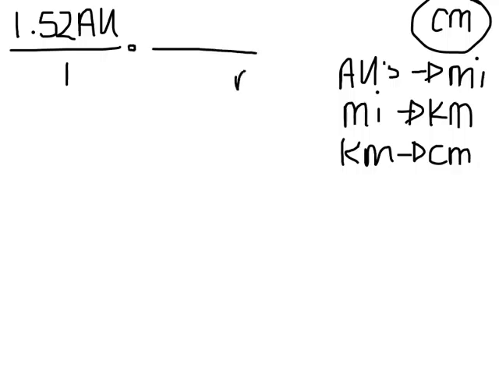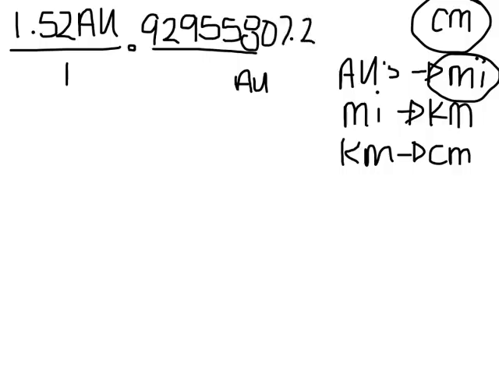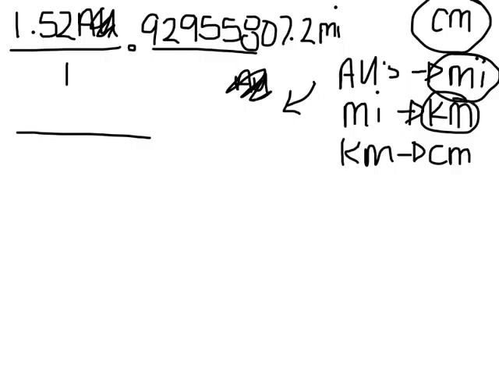Okay? So we have our 1.52 AUs. We want to get rid of AUs. We want to end up with miles. So the conversion factor we have is 1 AU equals 92,955,807.2 miles. There's that unit again. So the AUs drop out. I'm going to continue the problem down here because I ran out of space. So we have miles and we want to change it to kilometers. So then we have in 1 mile there's 1.6 kilometers. So then our miles drop out.